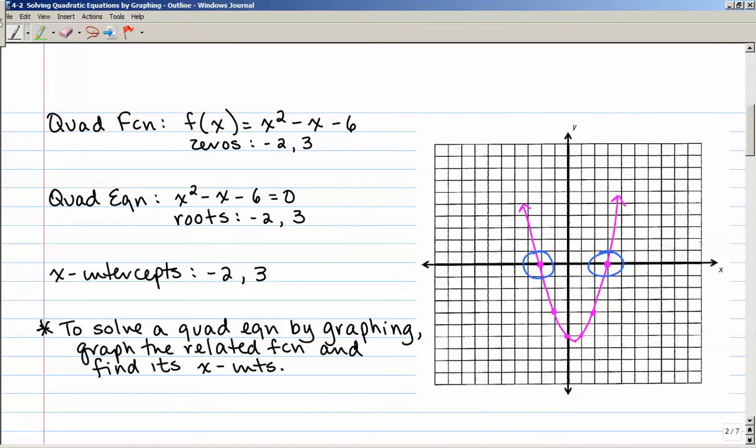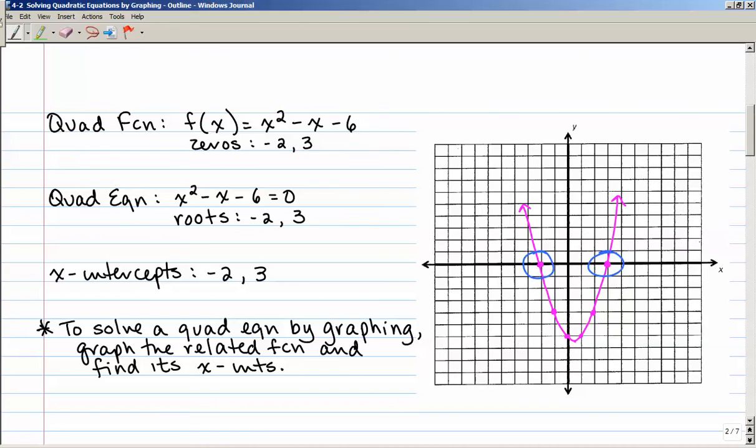So it's a function if it starts with f of x, and it's actually the function that we graph. It's an equation if it equals 0, and we say that the roots, or the values of x that make it true, are the places where the graph crosses the x-axis when you graph the related function.